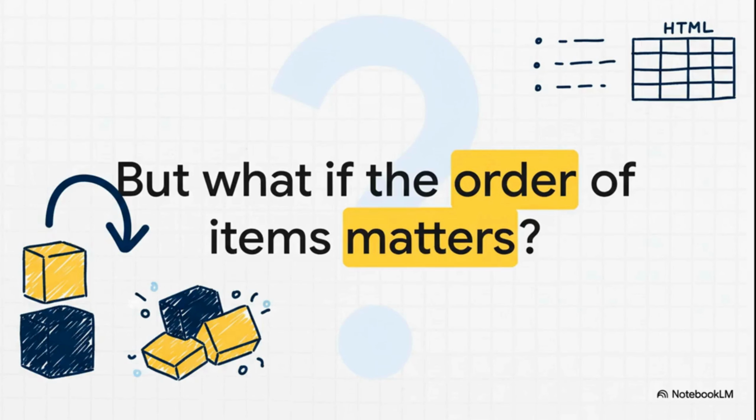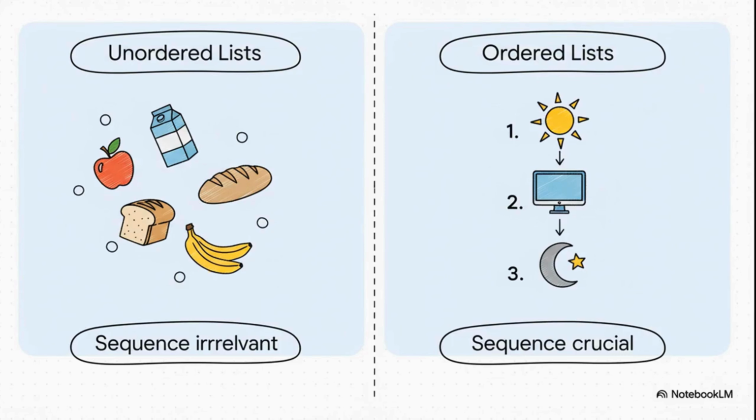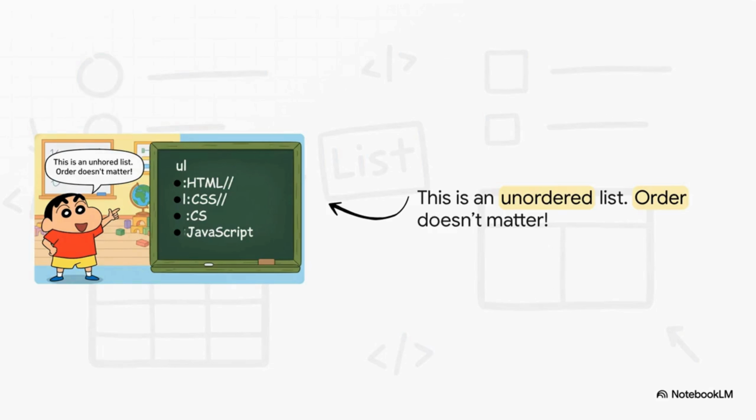But that's the million-dollar question, isn't it? Because sometimes the sequence is everything, and other times it doesn't matter at all. The cool thing is, HTML has a perfect solution for both situations. And this brings us to the two main players in the world of HTML lists. You've got your unordered lists for when the sequence is no big deal, and your ordered lists for when that sequence is absolutely crucial.